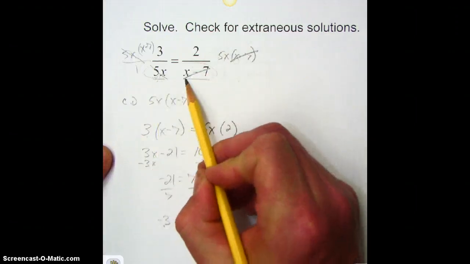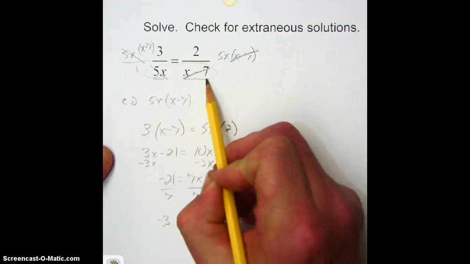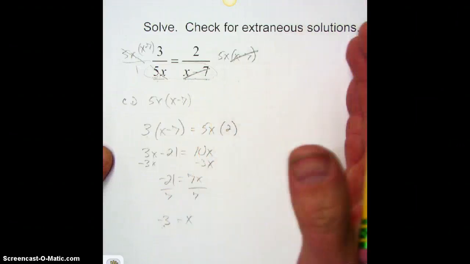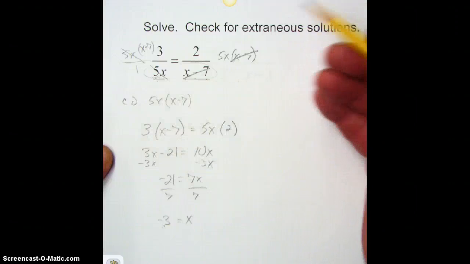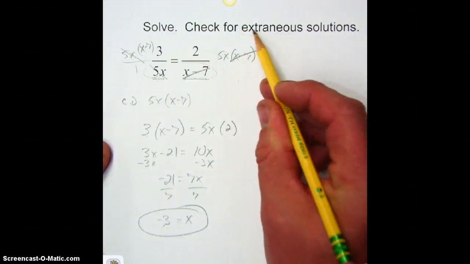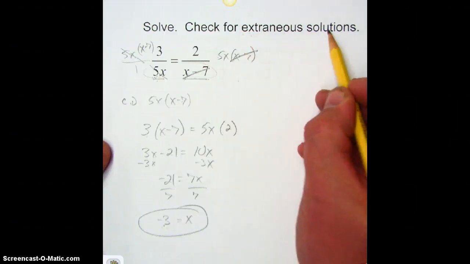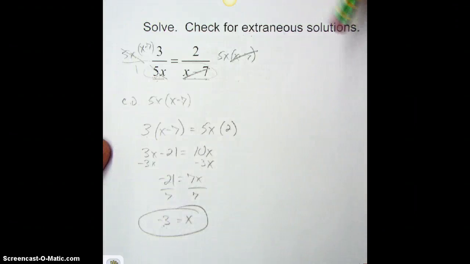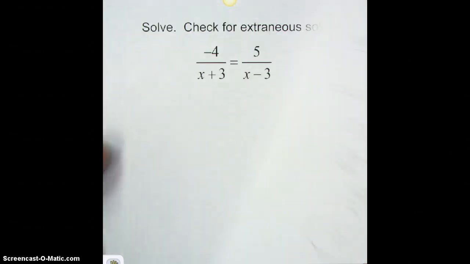Now come over here. Negative 3 minus 7 is negative 10, which is not 0. So it works on that side. Since this works on both sides, therefore that is my answer. And that means I do not have any extraneous solutions. All right. Hopefully we'll get to one where you'll see what I mean.